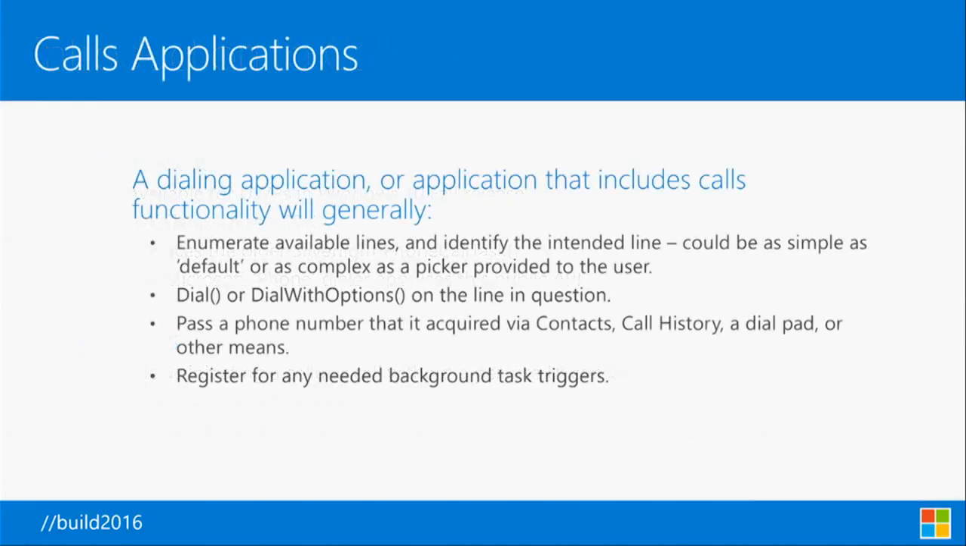In general, dialing applications will make use of some common features. The first thing we'll do is enumerate available lines and identify the line intended for dialing. This could be as simple as making use of a default line provided by the operating system, or as complex as a picker provided for the user. Dial or dial with options is then called on the line in question, passing in a phone number that was acquired via contacts, call history, a dial pad, or some other means.